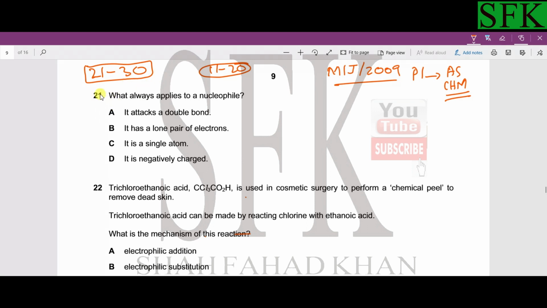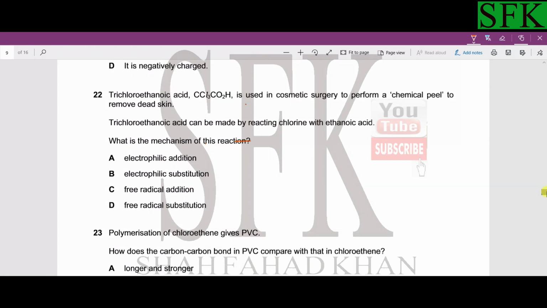Okay. Now, let's get started, which always applies to nucleophile. Okay, nucleophile is any species with at least one lone pair. This is a definition of nucleophile. So it attacks a double bond, it has a lone pair of electrons is your correct answer according to the definition of a nucleophile.